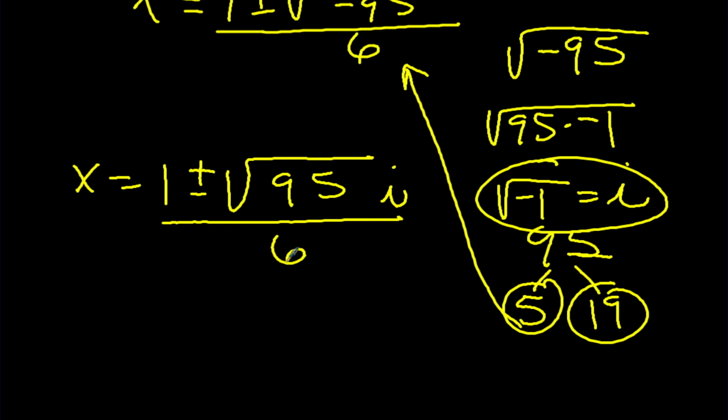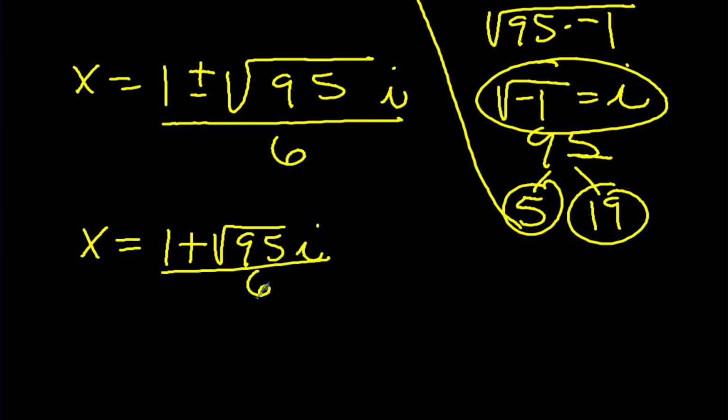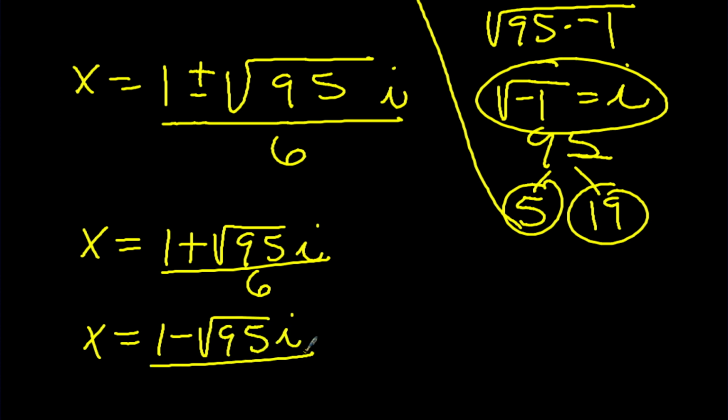Now, I cannot simplify this any further, but I can split it out into two solutions. So I'm going to have x equals 1 plus the square root of 95i divided by 6, and x equals 1 minus the square root of 95i divided by 6.